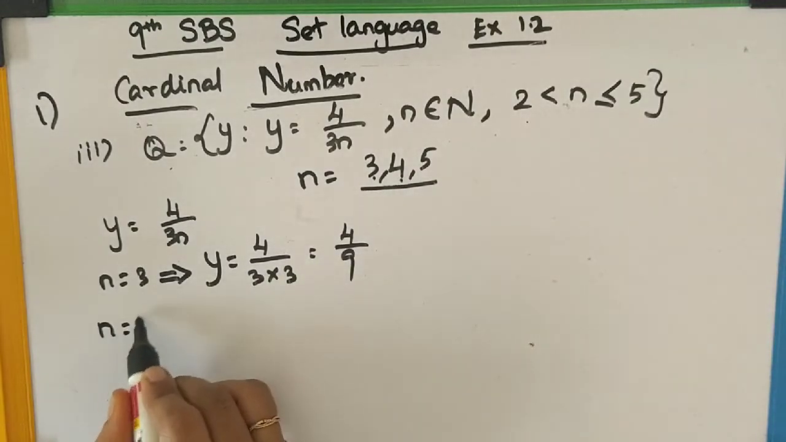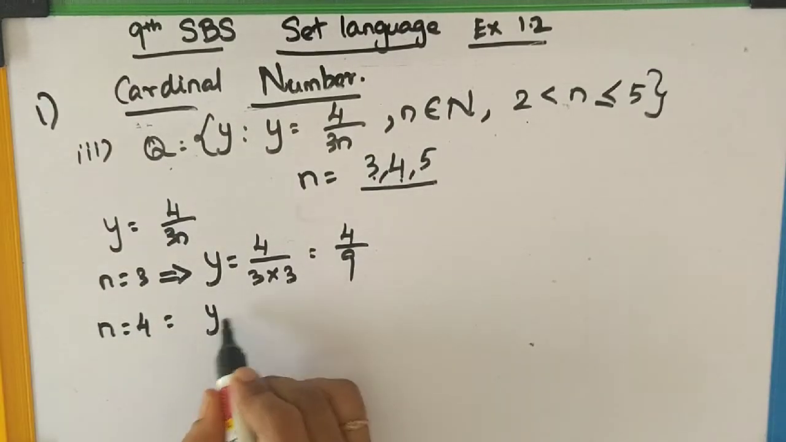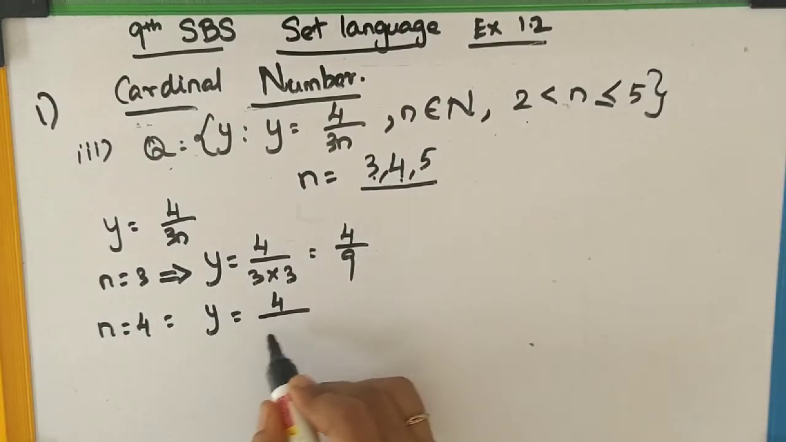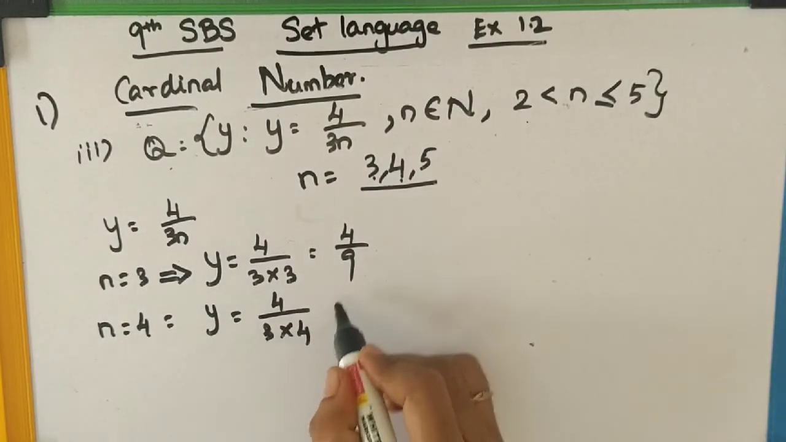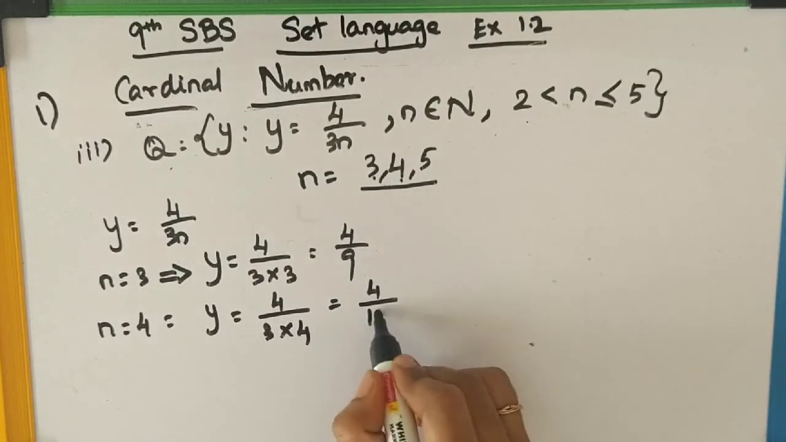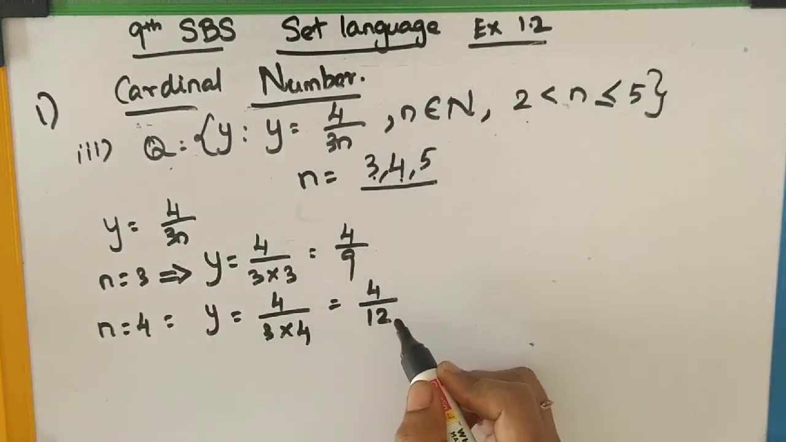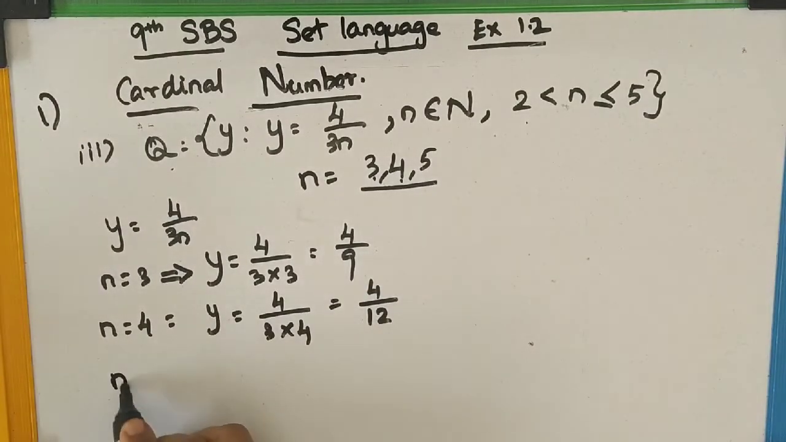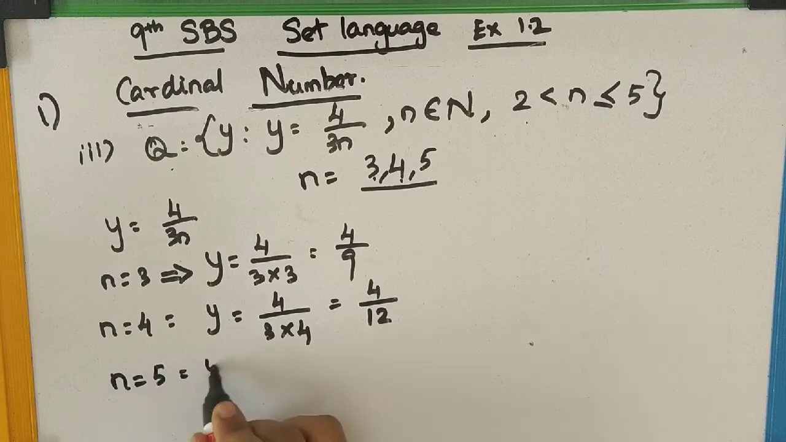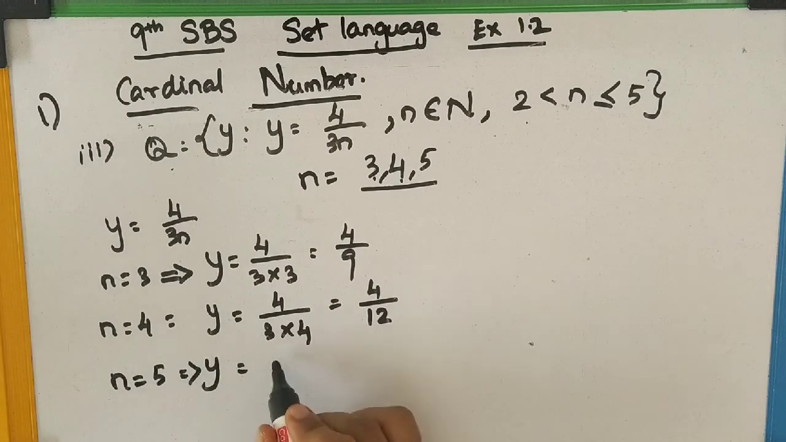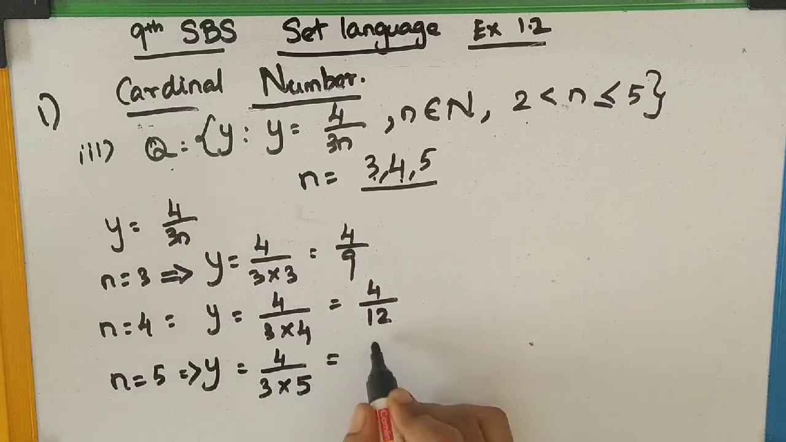Now, n is equal to 4. Then y becomes 4 by 3 into 4. That is 4 by 12. Now, the next number is n is equal to 5. And so, y becomes 4 by 3 into 5. That is equal to 4 by 15.